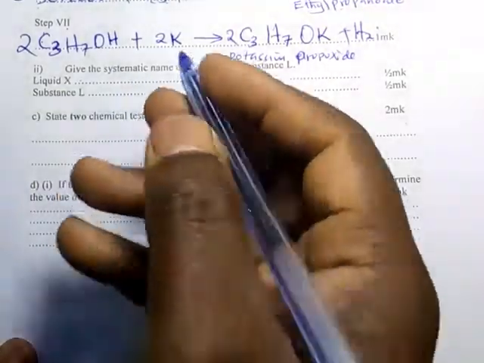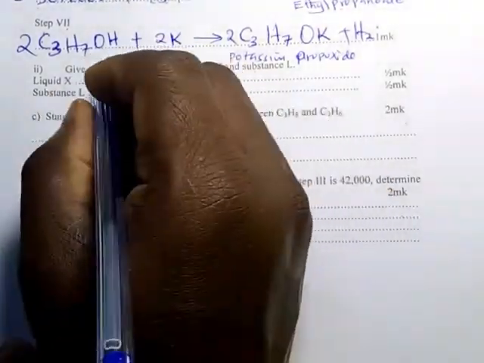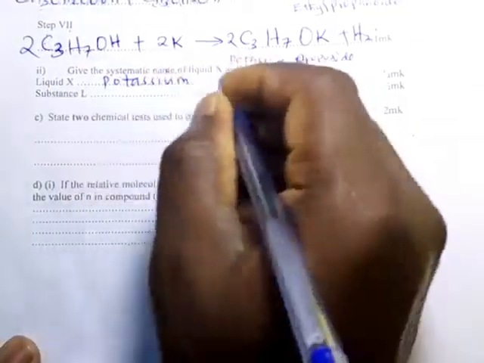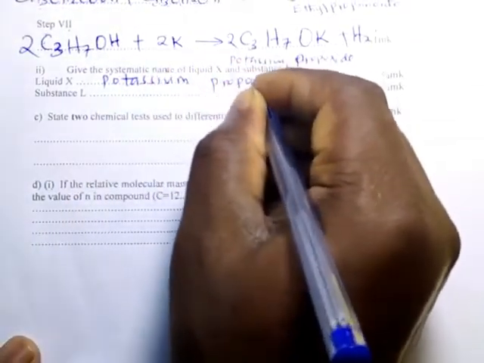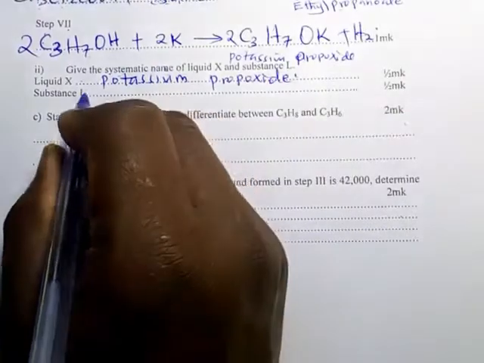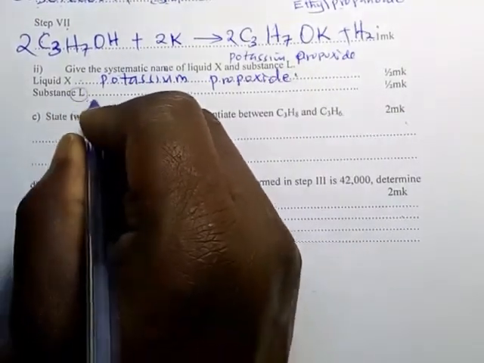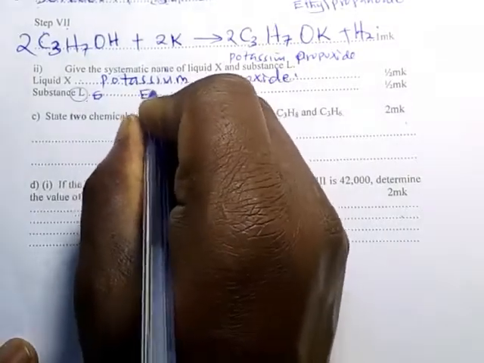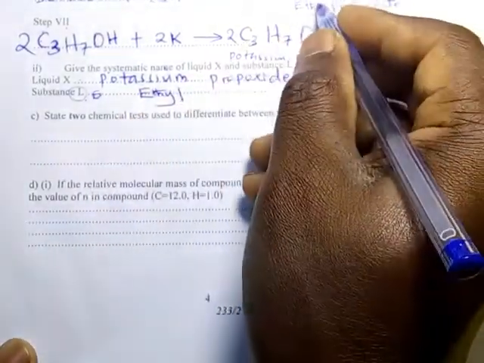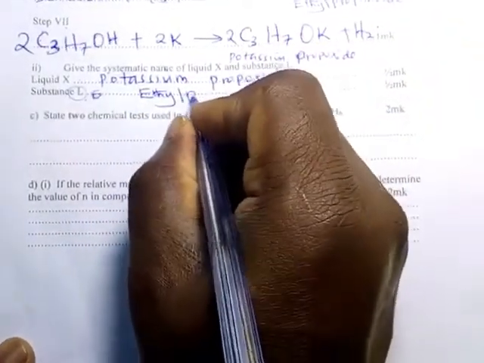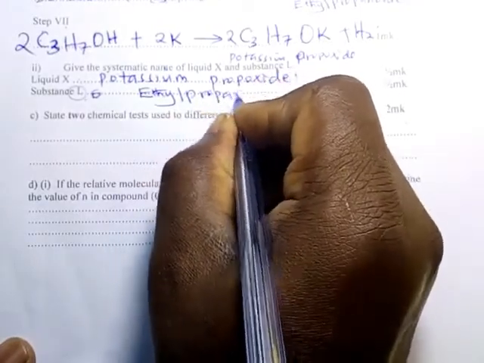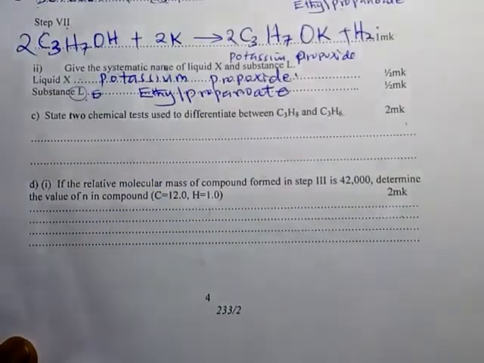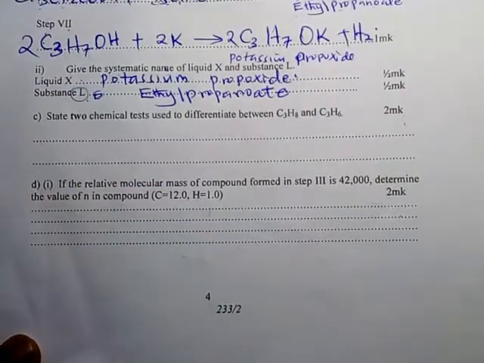Liquid X is potassium propoxide. The substance which is the ester is called ethyl propanoate. Ethyl propanoate, that is the name of the ester L.